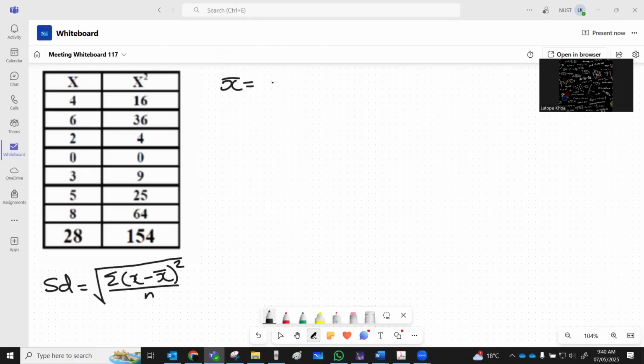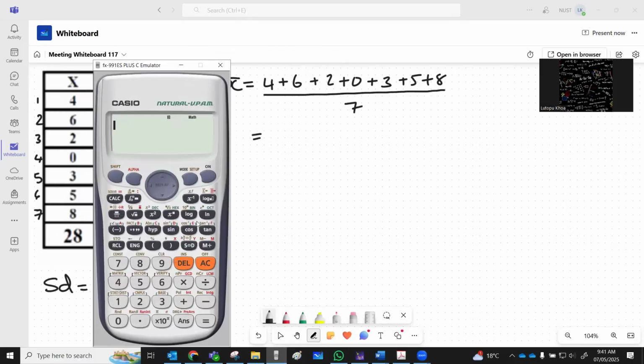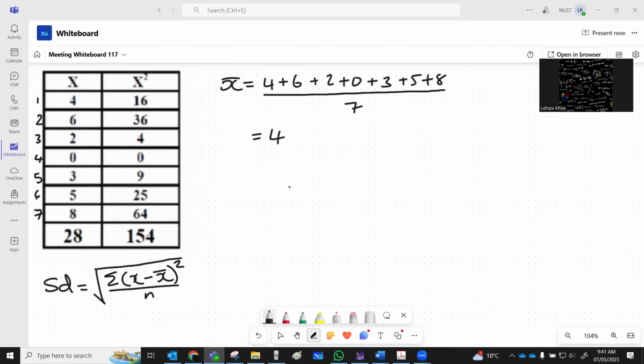To work out x bar, we just say this is 4 plus 6 plus 2 plus 0 plus 3 plus 5 plus 8, and this is all divided by 7. So I have 7 values: 1, 2, 3, 4, 5, 6, and 7. This we can do on our calculators. 4 plus 6 plus 2 plus 3 plus 5 plus 8 divided by 7 gives us 4. So our mean is 4.